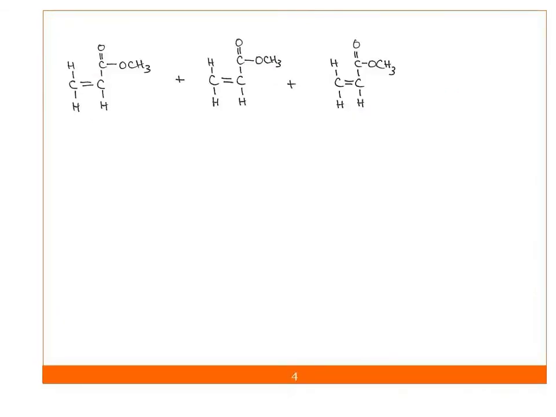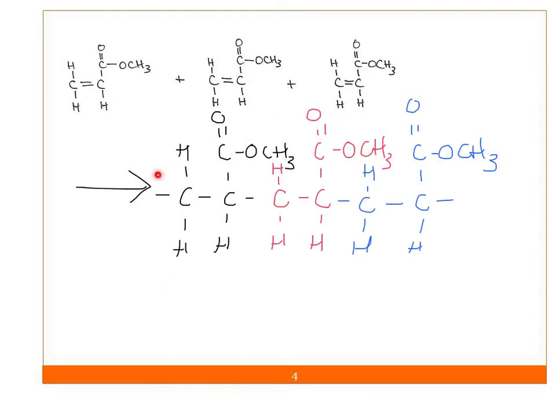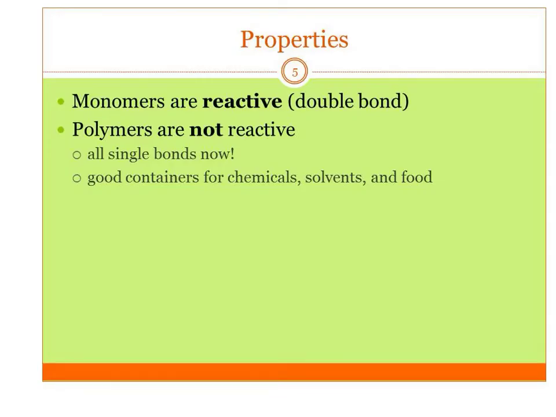Now the monomers can have various substituents, so you see a bit of an ester-like substituent here on our alkene monomers, and we can undergo addition reactions to link those together. So we can recognize this as an addition polymer because we've gone from double bonds in our monomers to single bonds in our polymer. So our alkene monomers are reactive because of the double bond, but since we only have single bonds in our addition polymers, they're no longer reactive, and this makes them good containers for chemicals, for solvents, and even for food because they don't react with what's in them.